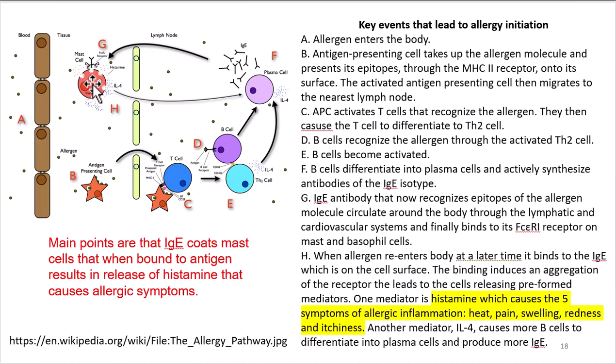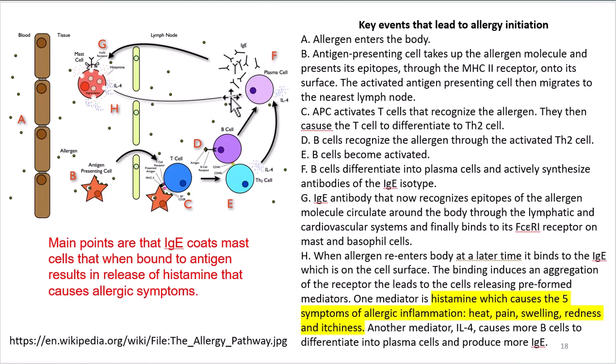And so it's not just that the antibodies are binding antigen, but they've actually sensitized a particular cell, most importantly the mast cell, and then that will cause histamine release and heparin release, and that will cause the symptoms that people normally associate with allergies. So it's the histamine that causes the 5 symptoms of allergic reactions: heat, pain, swelling, redness, and itchiness. And these all come from this mast cell. So much of what we normally associate with allergic reactions is actually the actions of these mast cells.